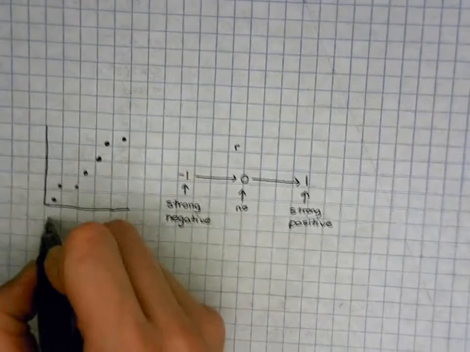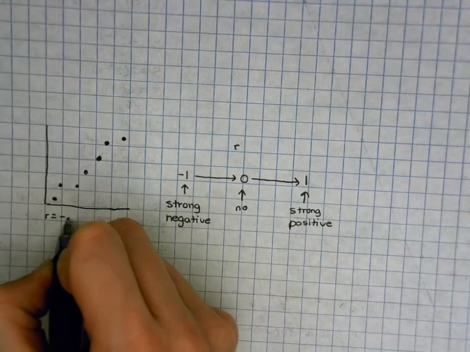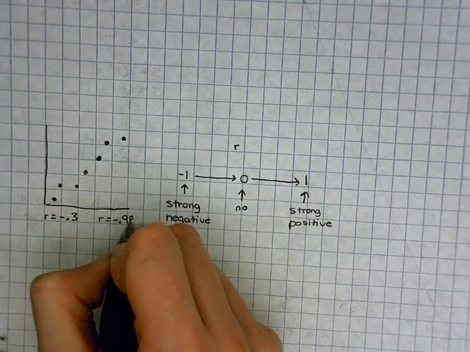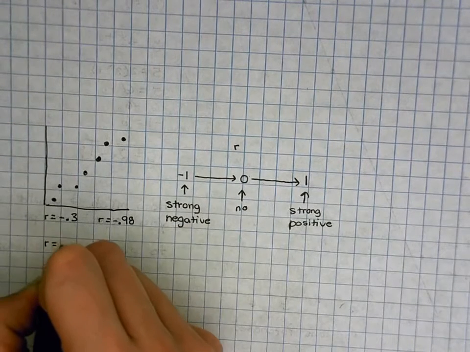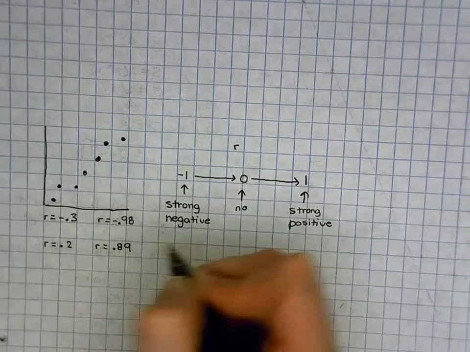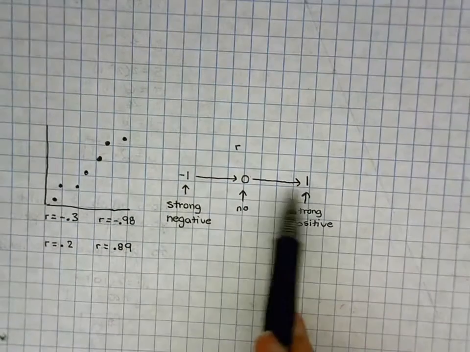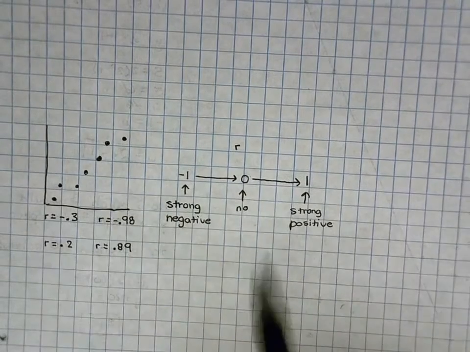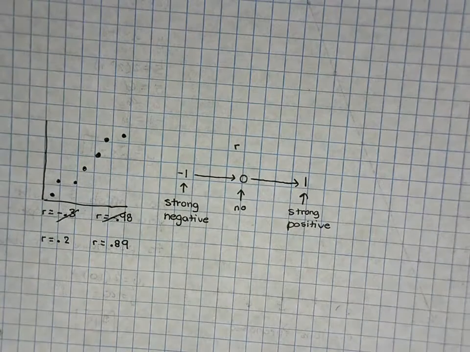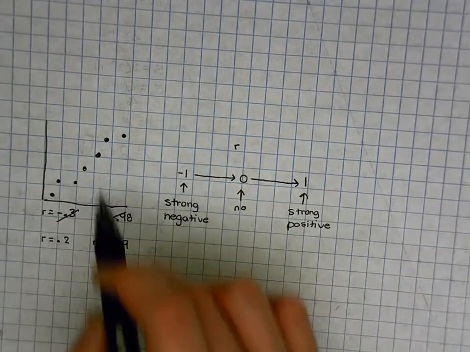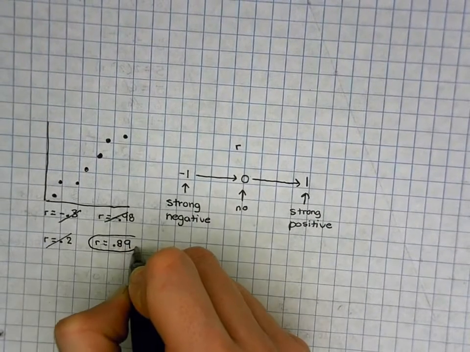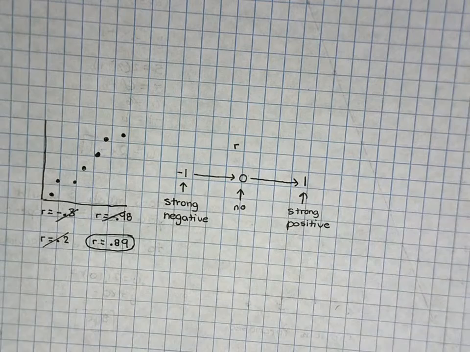So if I were given a couple of R's, like R equals -0.3, R equals -0.98, R equals 0.2, R equals 0.89. I'm going to be looking at which one of these would be close to 1, because that's fairly strong. It's obviously not negative, because it's not a negative correlation at all. But 0.2 is closer to 0, and that would look more scattered. And so it's not 0.2. R equals 0.89 is close, and so that would be a strong positive correlation.